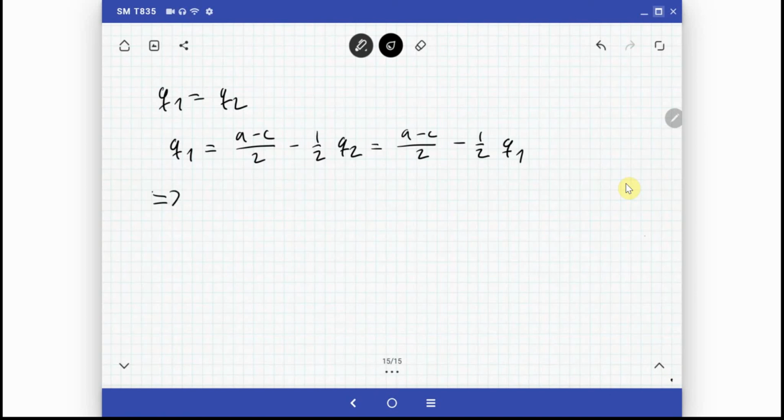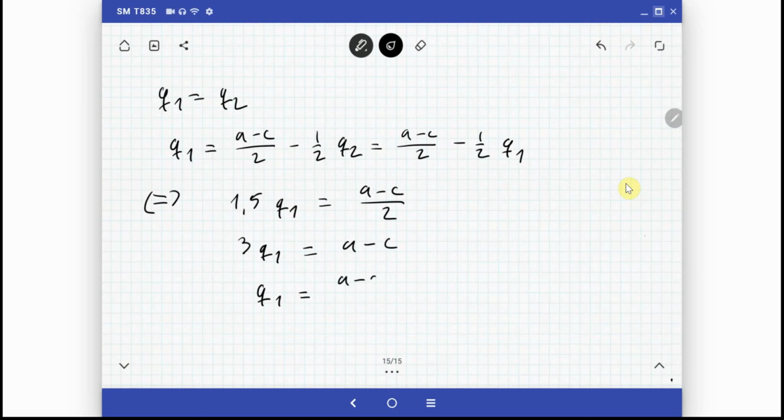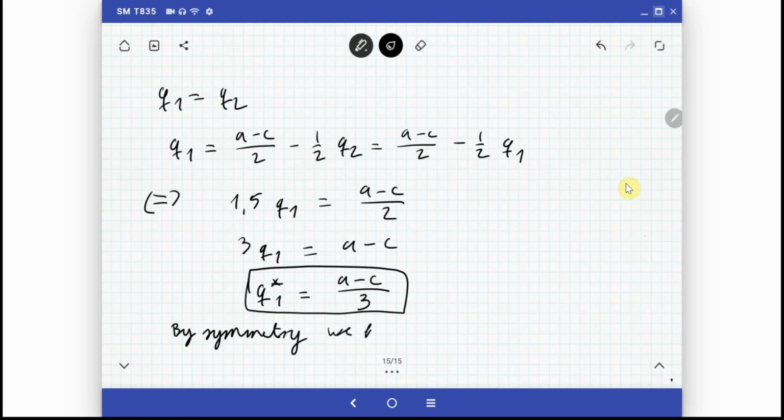And so from here we have that 1 and a half Q1 is equal to (A minus C) over 2, and then we can, for example, say that 3Q1 is equal to A minus C, and then we have that Q1 is equal to (A minus C) divided by 3, and this is actually the solution. So by symmetry we have that Q2 is equal to (A minus C) divided by 3.